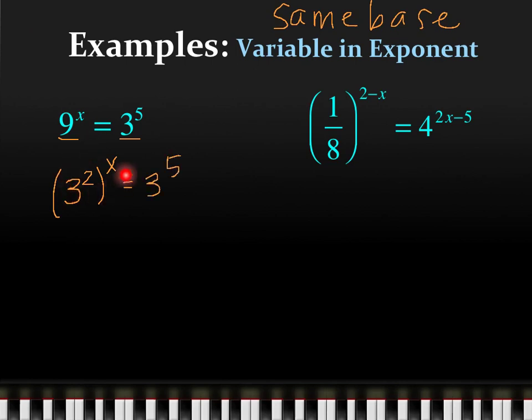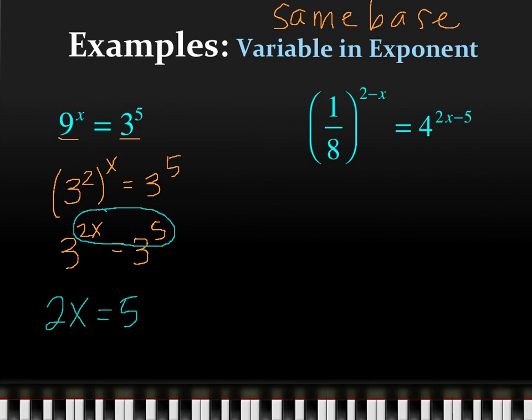If I simplify this side and multiply those two things, this is 3 to the 2x equals 3 to the 5th. Now the reason we want to get the same base is because once we do that, since the bases are the same, the exponents need to be the same. So we can just pull that down, write 2x equals 5, and we get our final answer as x equals 5 over 2.